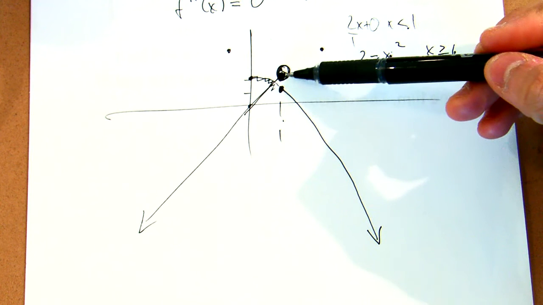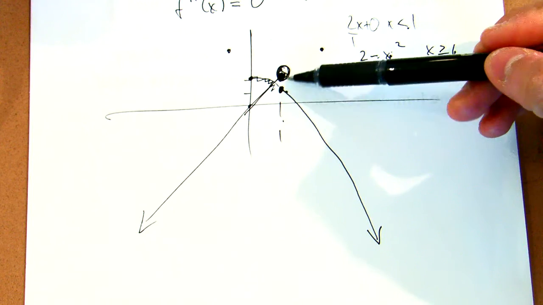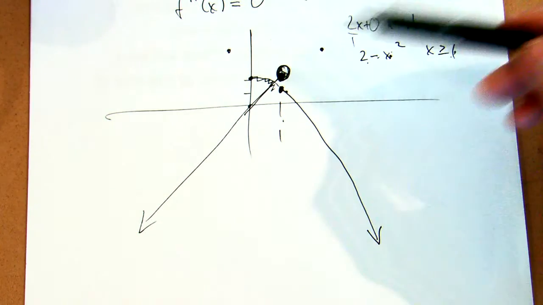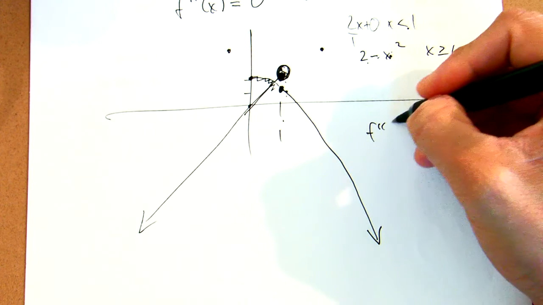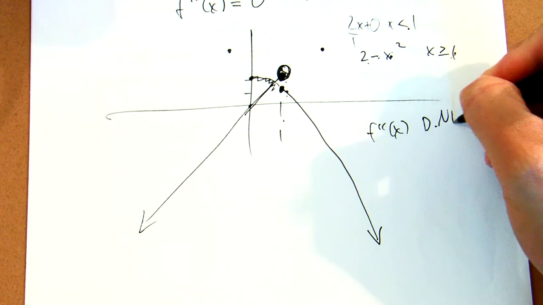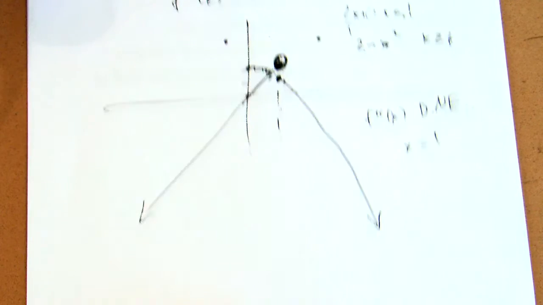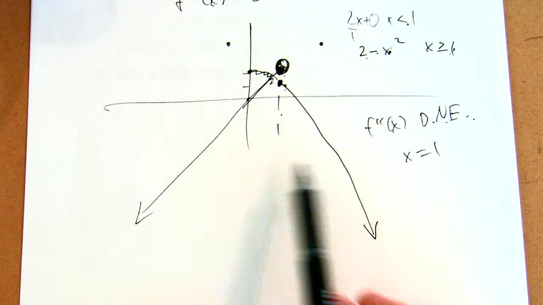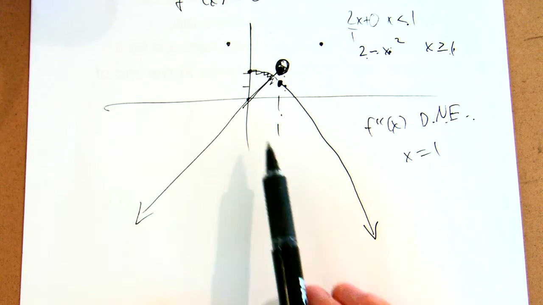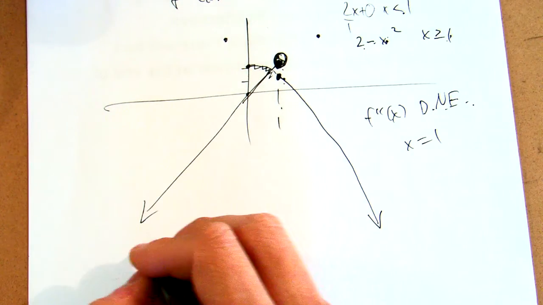As you can see here, the first derivative doesn't exist here, so therefore the second derivative also doesn't exist here. So f double prime of x does not exist at x equals 1, because it's discontinuous. So that's our only point. Now the cool thing here is that we already know that it's concave down everywhere, but let's double check with the second derivative test here.